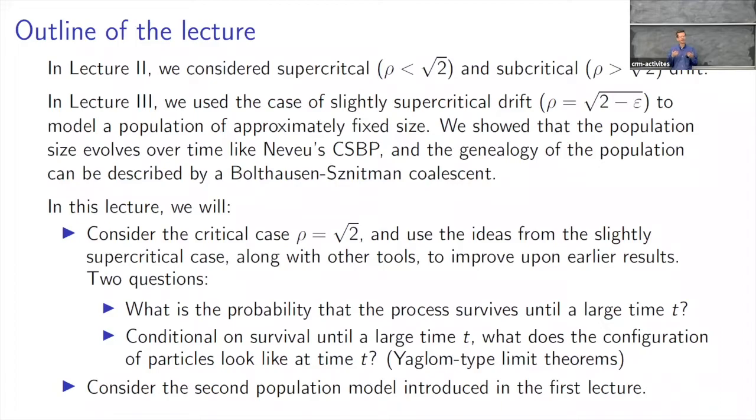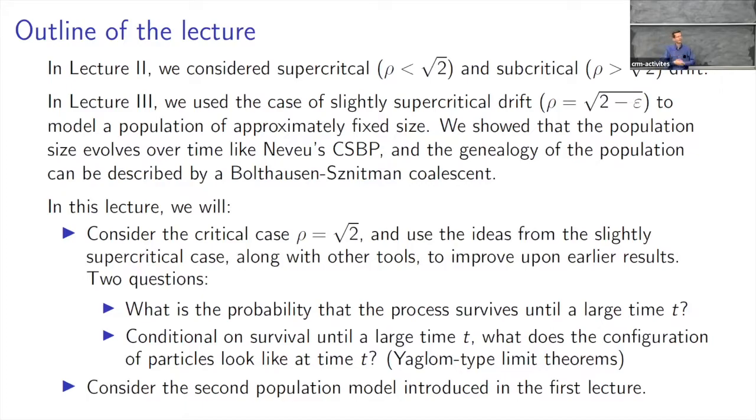And we considered the case of subcritical drift where the drift was greater than the square root of 2. In the third lecture, we considered the case when the drift was just slightly supercritical, so slightly smaller than the square root of 2. And that turned out to be the most relevant case for modeling a population whose size was approximately stable over time. And we showed that in that case, the size of the population evolves over time like Neveu's continuous state branching process, and the genealogy of the population could be described by the Bolthausen-Sznitman coalescent.